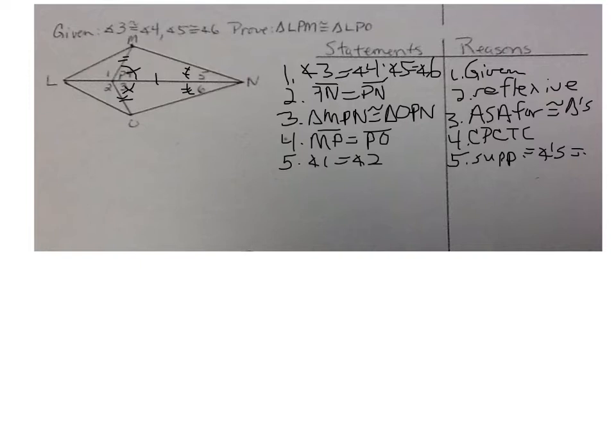Now, we can do that. Angle 1 equals angle 2. And then we can say that LP is equal to LP by reflexive. And then you can see that the triangles LPM and LPO are congruent. And the reason that they're congruent is because of side angle side.